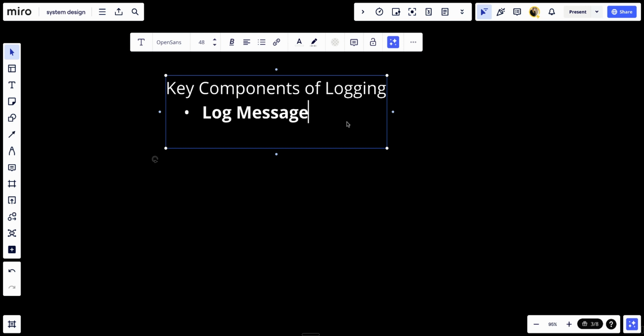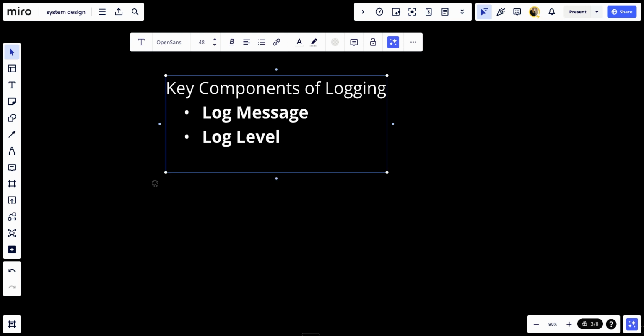Second, we have the log level, a way to categorize the importance or severity of log messages. Common levels include debug, info, warning, error, and critical, which help in filtering logs based on the required detail or urgency.